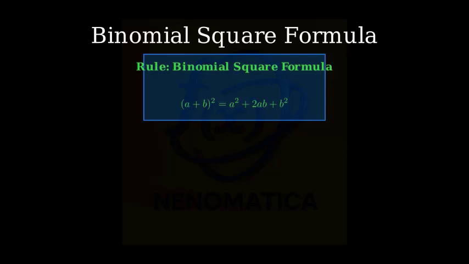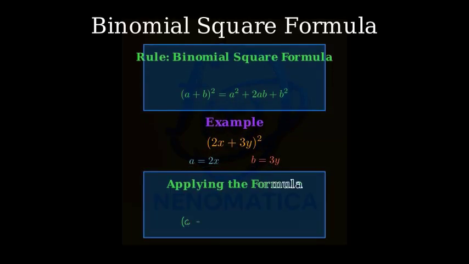Let's work through an example to see how this formula works in practice. Consider the expression (2x plus 3y) squared. To solve this, we'll substitute a equals 2x and b equals 3y into our formula. Now let's apply the binomial square formula: a squared plus 2ab plus b squared.